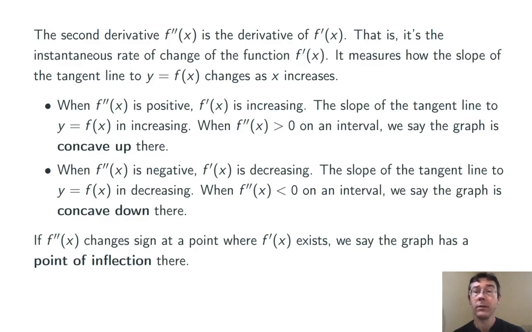One more definition. If f double prime changes sign at a point where f prime exists, then we say the graph has a point of inflection there. Roughly speaking, that's a place where the tangent line goes from increasing to decreasing, or vice versa, where the graph goes from looking like the bottom of a valley to the top of a hill, or vice versa. So those are the official definitions. Hopefully they're relatively clear, but I think this all really comes into focus when we start looking at pictures.